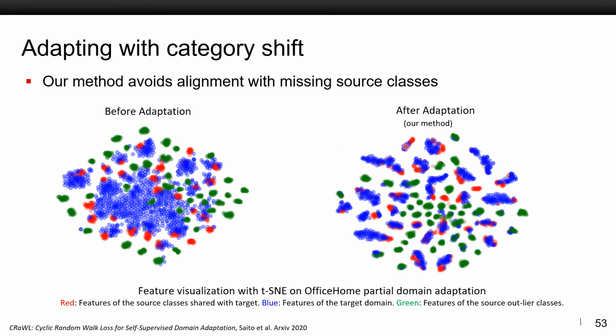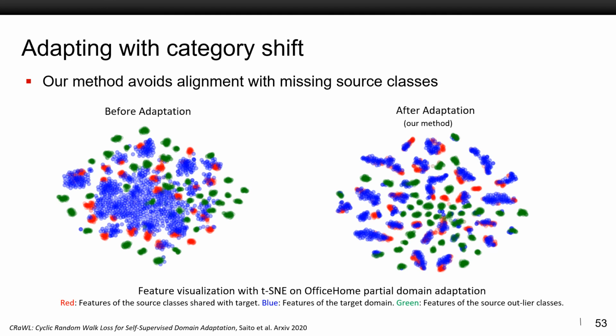So the result looks like this. This is a visualization after adaptation with our method. And here we can see that our method successfully aligned most of the blue points in the target with the red points in the source, which share the same categories, and did not align blue points with the green points, which are the wrong categories for the target. They're not appearing in the target.